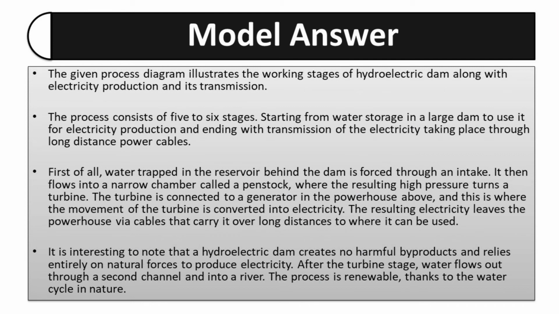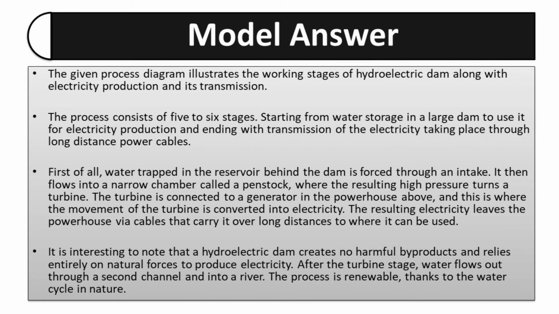Here you have the model answer in front of you. The first paragraph is actually the paraphrase of the question. You have taken the question and you have written it in your own words. The second paragraph is the overview. It is telling about the total number of stages, and then it also mentions the first stage and the last stage. The next two main paragraphs are also there.